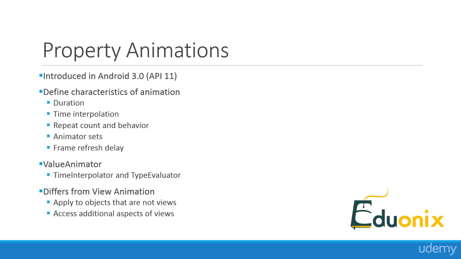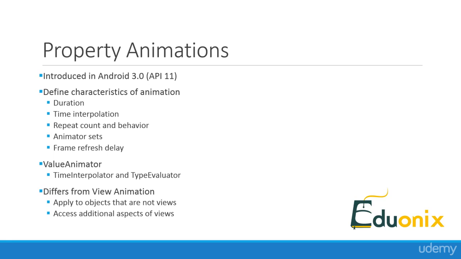Property animations were added to Android in Android 3.0, API 11. The property animation system is a robust framework that allows you to animate almost anything. You can define an animation to change any object property over time, regardless of whether it draws to the screen or not. The property animation system lets you define the following characteristics of an animation. The duration. You can specify the duration of an animation. The default length is 300 milliseconds.